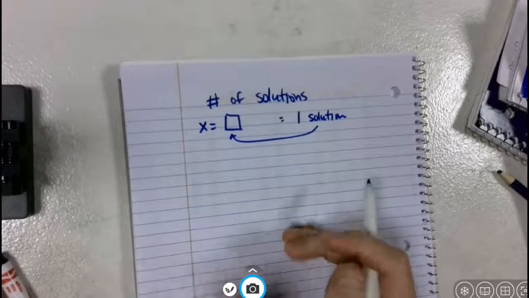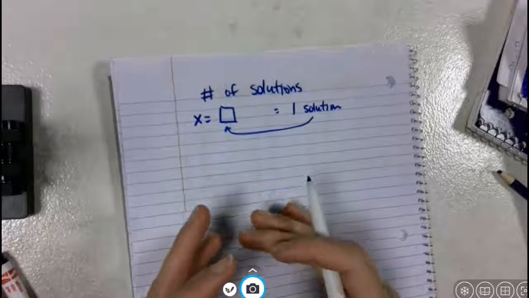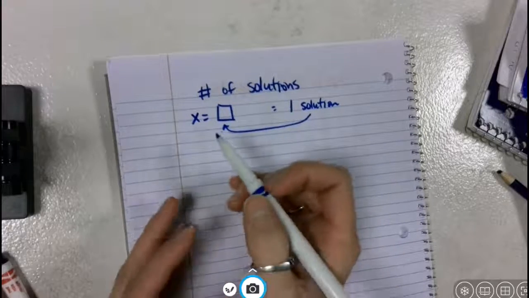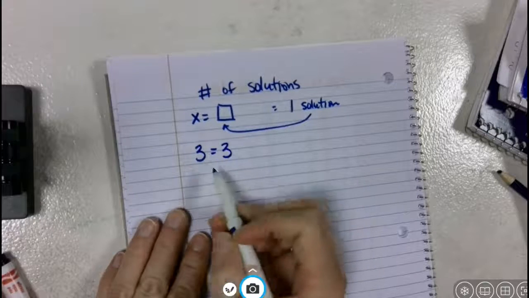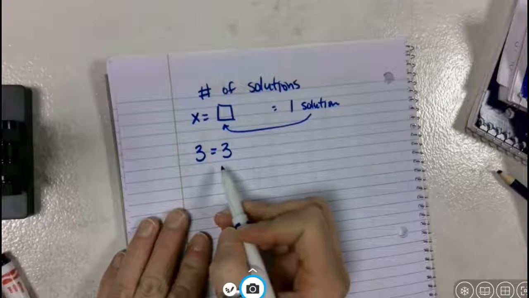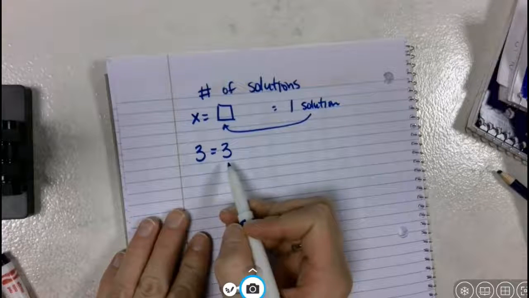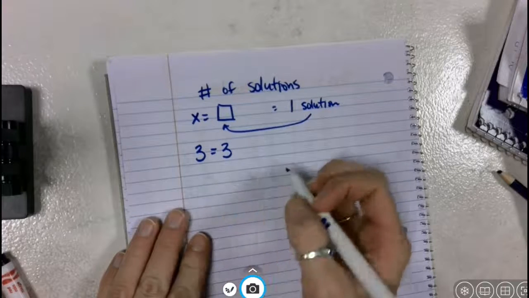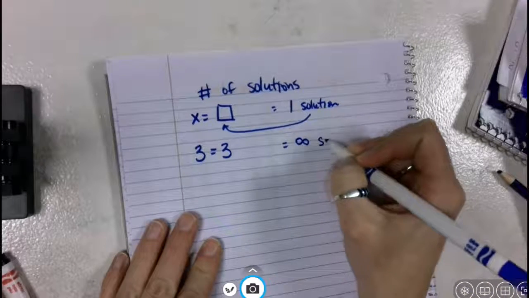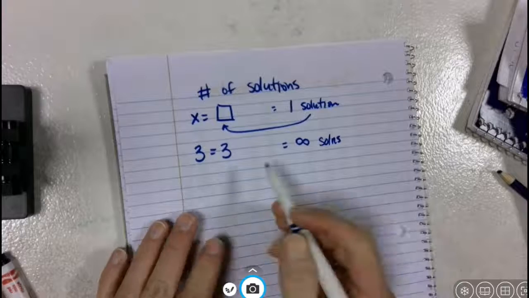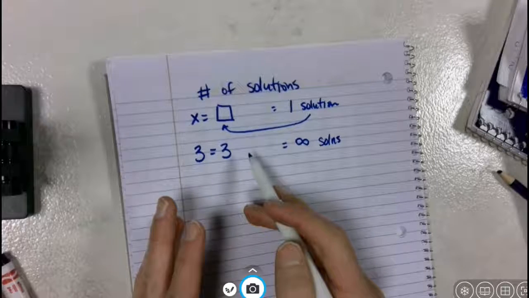There will be times when your x's or your variables go away. And there's two different cases where that happens. Sometimes you'll end up with 3 equals 3. This I know is a true statement, right? 3 is 3. So this means no matter what I put in for x, I will get a true value. So this means there's an infinite number of solutions, right? Because no matter what I put in, I'm going to get this 3 equals 3.